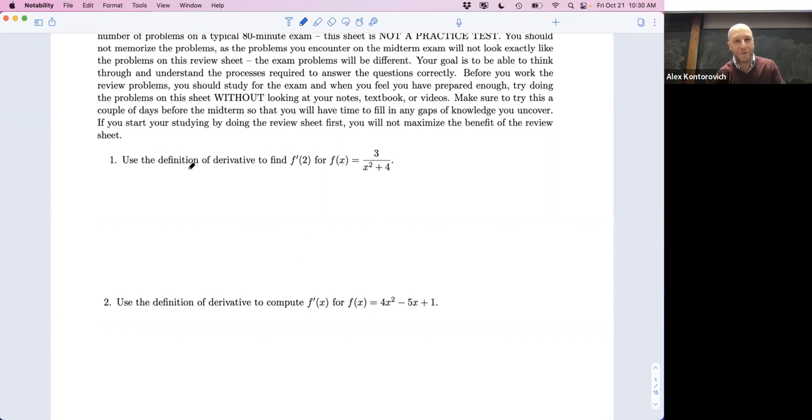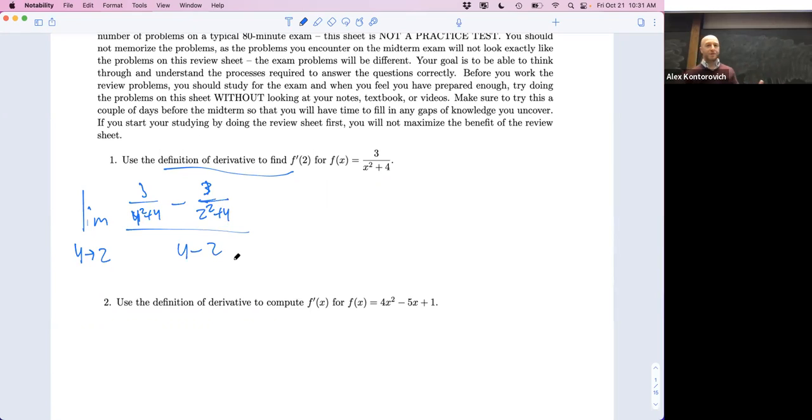Okay, how do you do this? What's the definition of the derivative? You can see that, right? The definition of the derivative is a limit as, what should we say, U goes to 2 or H goes to 0. I think U goes to 2 will be a little nicer here. Of the function 3 over x squared plus 4 at U, which is 3 over U squared plus 4, minus the value of the function at 2. We want the derivative at 2, which is 3 over 2 squared plus 4, all over U minus 2, right? That's the definition of the derivative.